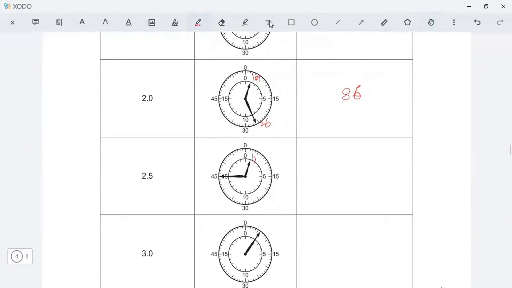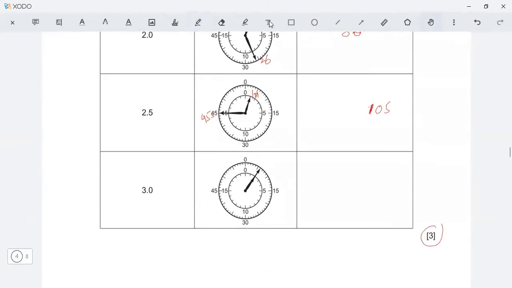Next one is 1 minute 45 seconds. So it is a small 1 minute, and this is 45 seconds. So 1 minute equals 60 seconds, so 60 plus 45. How much is it going to be? 105. Okay, there is no need to write this addition, just write 105. 105 is enough. So 105 seconds.